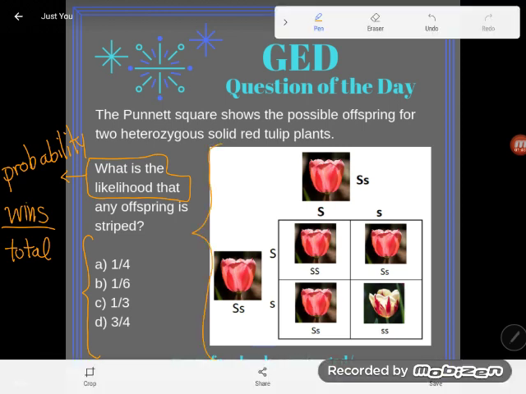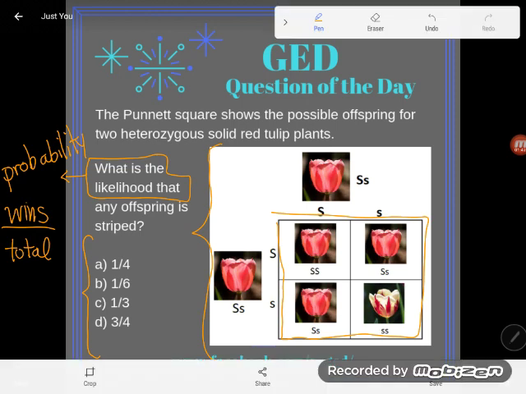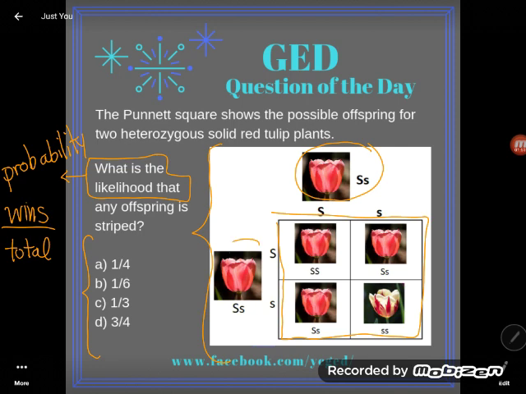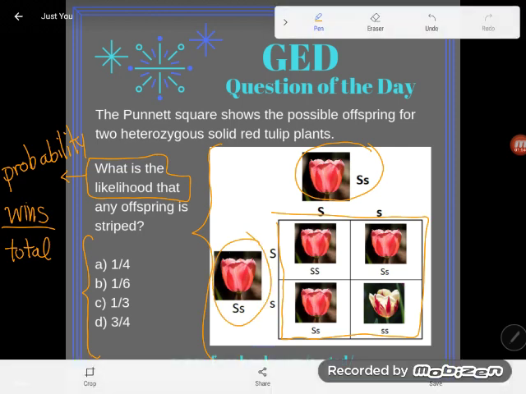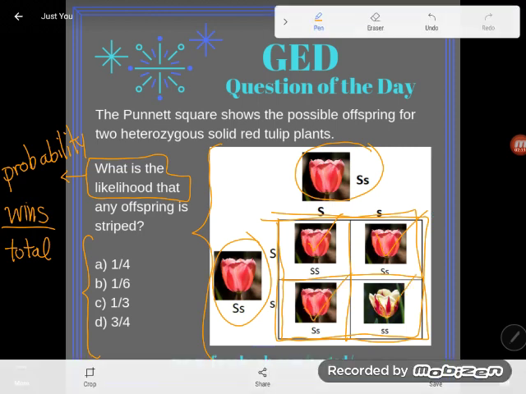Super important that you understand that when you have a Punnett square, see this square over here? When you have a Punnett square, the parents are on the outside. So those are the two heterozygous solid red tulip plants they were talking about in the prompt. And then the offspring will be found inside the square. So you can see here we have 4 total offspring. 1, 2, 3, 4. 4 total. Of those 4, only 1 is striped. 1 out of 4 are striped.